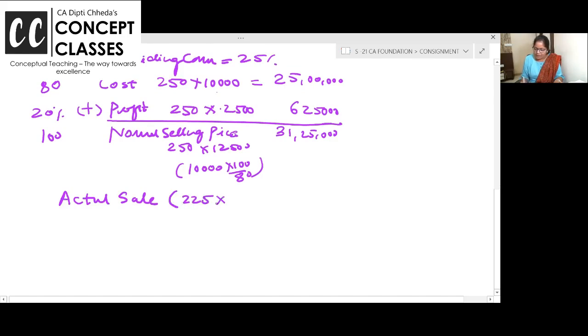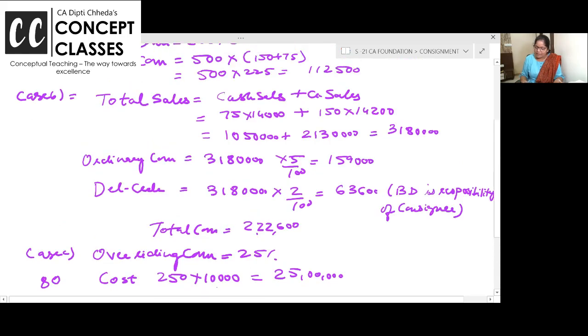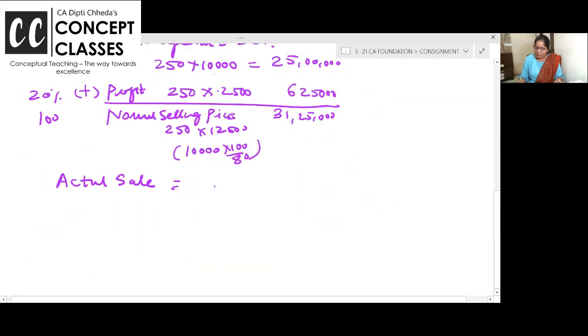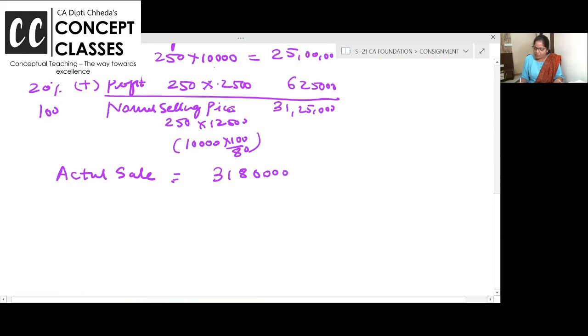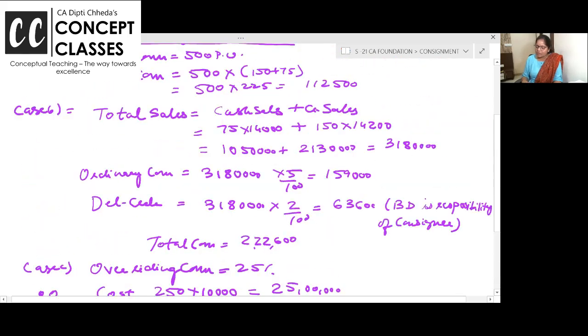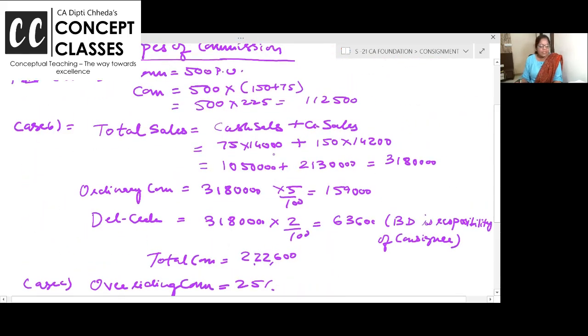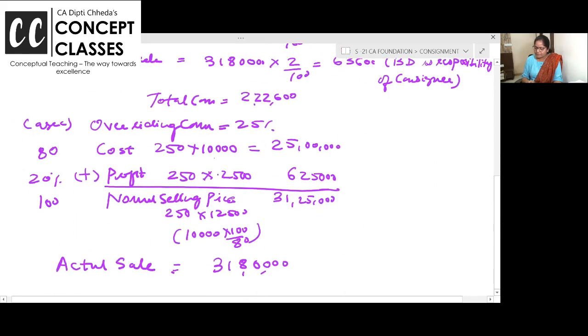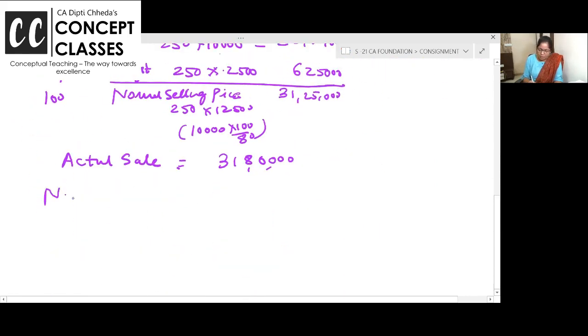Actual sales is 225 units. At a different rate, you have been given the actual sales. Total sales is ready with you. 31,80,000. Pick up the figures carefully. Actual sales is 31,80,000. Please see here. 75 units you have sold at 14,000 and 150 units you have sold at 14,500. Whereas what is your normal sales? Normal sales is 225 units you sell at 12,500. 225 units you sell at 12,500.